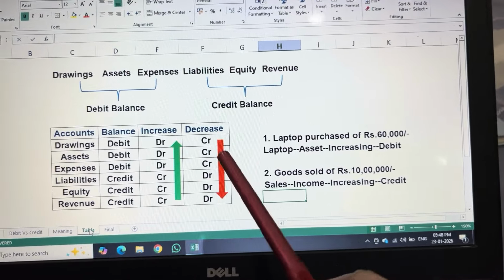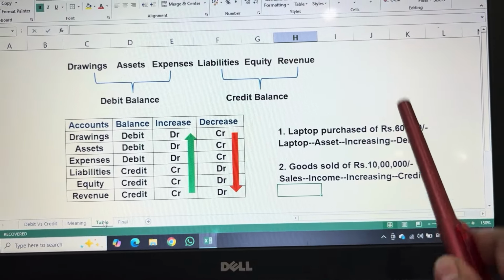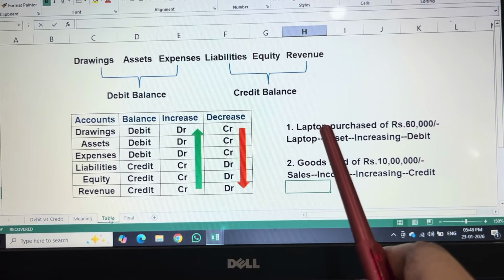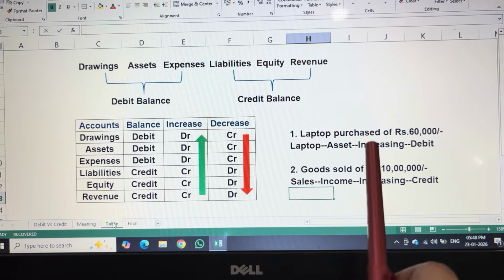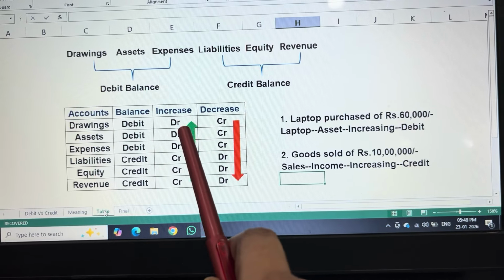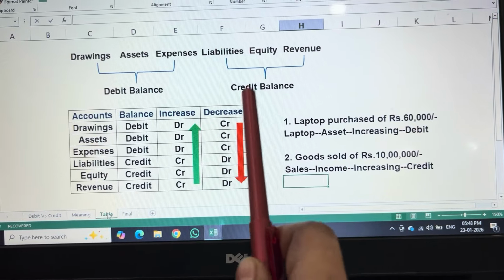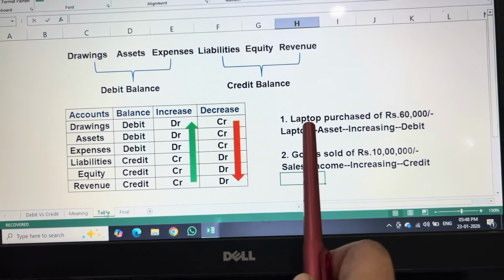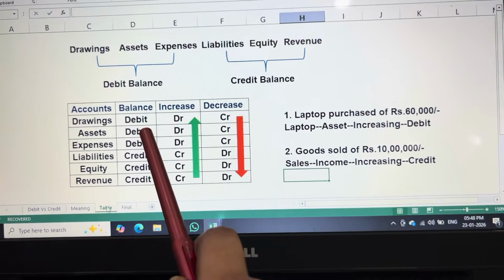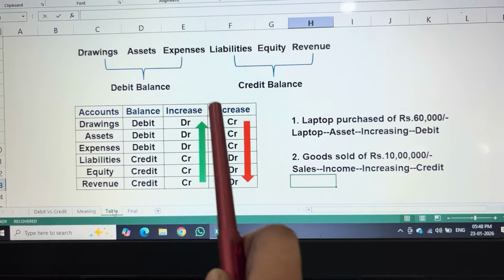Example, business buys a laptop of rupees 60,000. Laptop is an asset. Laptop is coming into business, so it is increasing. We will show that laptop in debit balance. Cash is going out. When we purchase the laptop, we will pay the cash, right? So laptop is an asset, it is increasing, and we are showing it as a debit balance. Cash is going out. We will credit it.